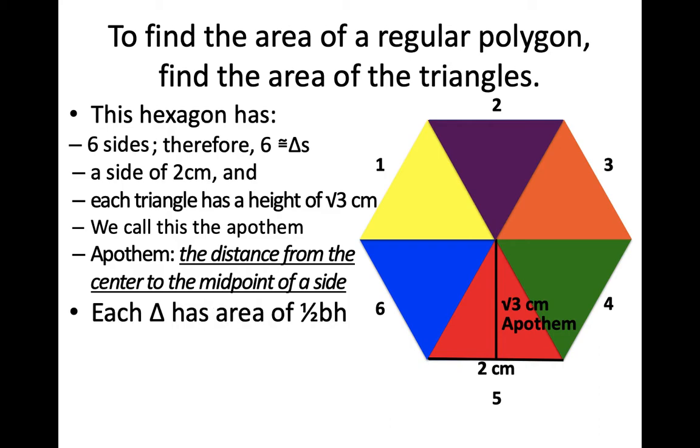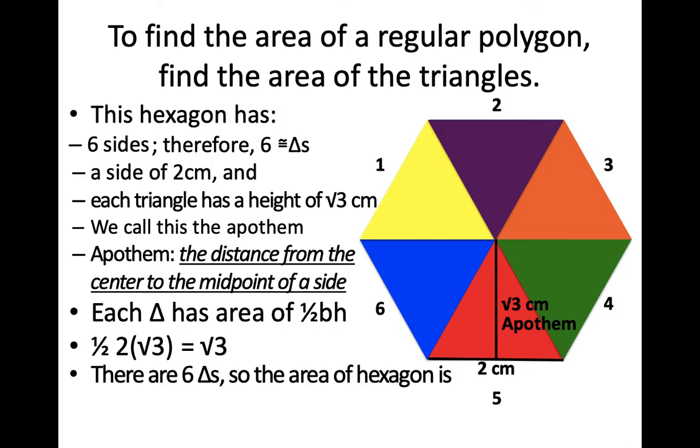Okay? Now we can realize that each of these triangles has an area of 1/2 base times height, so that would be 1/2 of my base times my height, so 1/2 of 2 times root 3. Multiply that out, and I get that that is simply root 3. So this red triangle here has an area of root 3 square centimeters. Well, there's 6 of them. And if there's 6 of them and each one has an area of root 3, then all 6 together must have an area of 6 root 3 square centimeters.